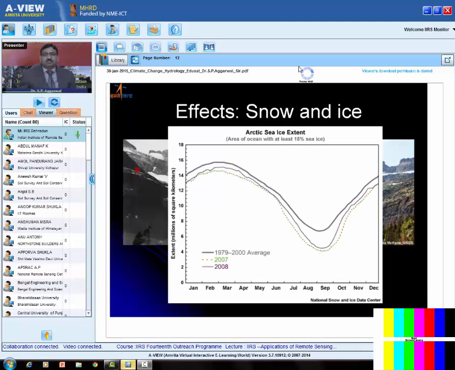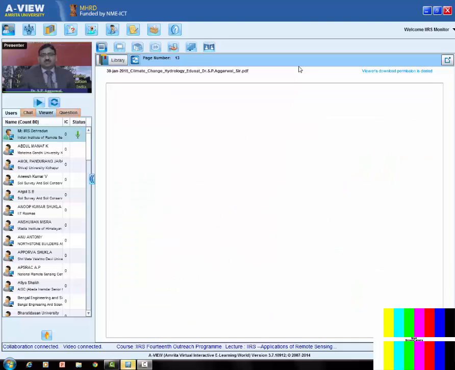Look at this. You see here, this black line shows the average snow cover of the Arctic region, the Arctic Sea, and you find it is comparatively high, while in 2008 it is reduced. So it means the snow area of the Arctic region is reduced. Once it is reducing, what does it mean? Basically it is an alarming situation. It is showing there is an increase in the Earth's surface temperature.